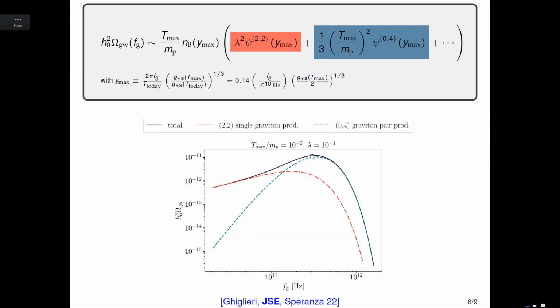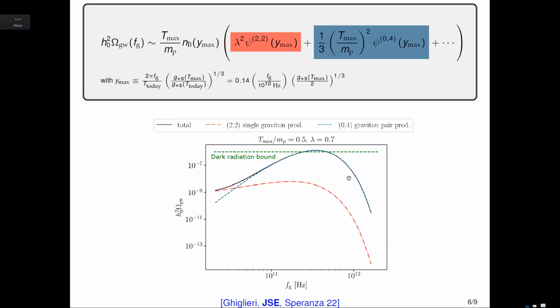When you increase the maximum temperature by 1 order of magnitude, you see that now graviton pair production processes can dominate. And the total spectrum in black gets this unique shape, the kink here, because of the two contributions. If you increase the maximum temperature even more, you see that you can even saturate the bound that's coming from dark radiation. So this tells you that this is a powerful method to constrain the maximum temperature of our early universe. But keep in mind that this is still a toy model here. It's not a realistic model.